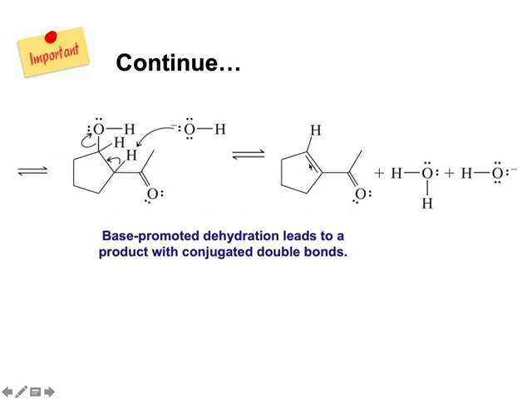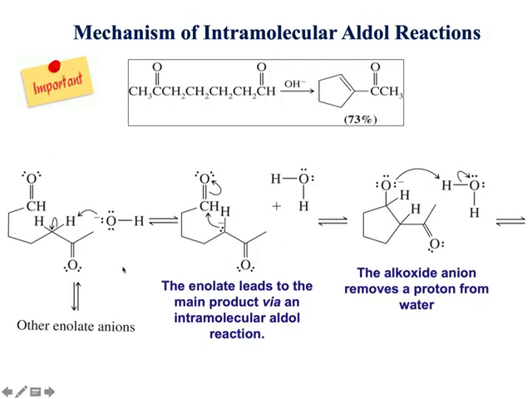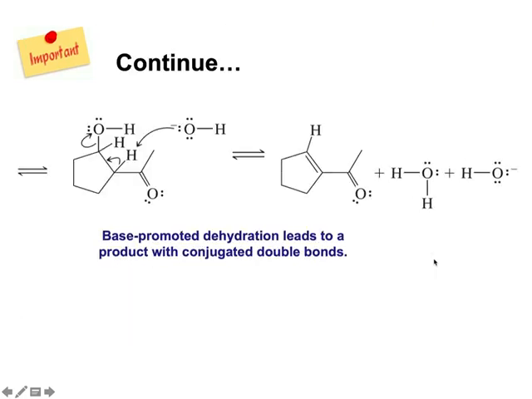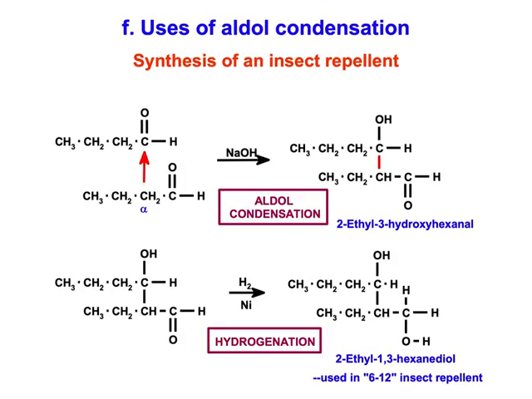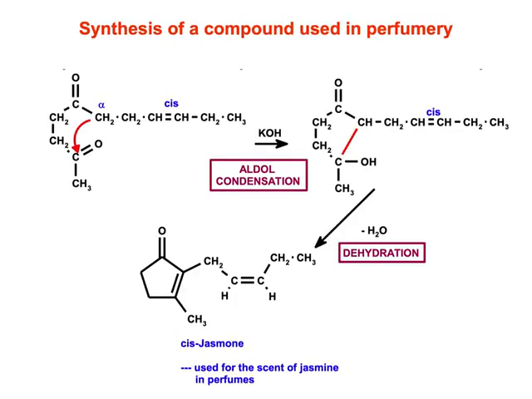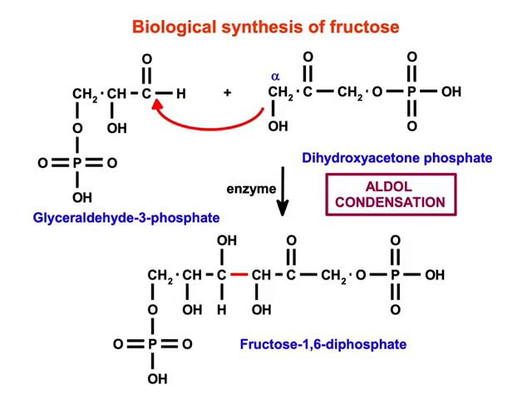So this process we call the aldol reaction, and then you get the intermediate alkoxide anion, followed by the conjugated enolate anion to form the dehydration product. This one is an exercise. This one is for the synthesis example, uses of aldol condensation. You can look here at the example.